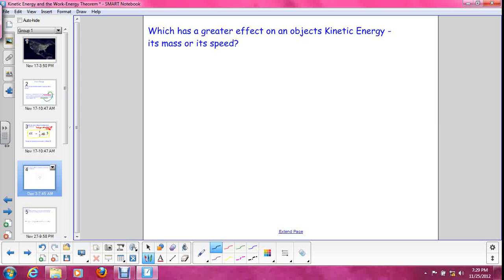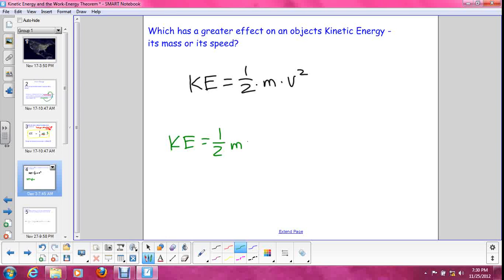So if we think about this equation, kinetic energy of an object is 1/2 times the mass times velocity squared, what has a greater effect on the amount of kinetic energy of an object? The mass or the velocity? Well, if we have kinetic energy equals 1/2 mv squared, and we multiply the mass by 2, that's like multiplying the other side by 2. When we multiply one side by 2, we have to do the same thing to the other side. So the other side is also multiplied by 2.